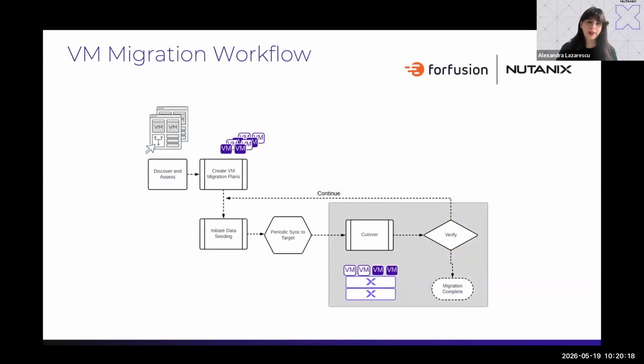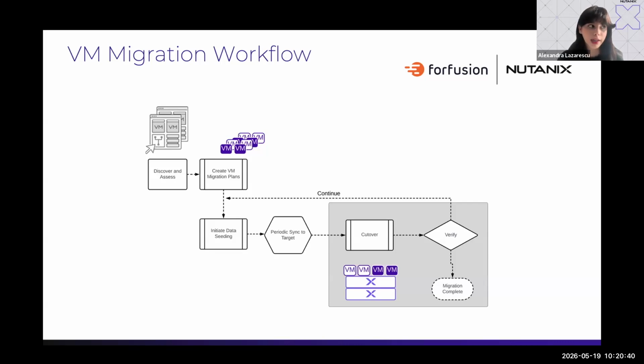Now, in terms of how the migration actually works, I have a little workflow here that might help you understand. Firstly, the step that's most common is discover and assess. You will look at your virtual machines. You will see, what do I want to keep? What do I want to migrate? Do I need to refactor anything? Do I need to change anything? Do I need to reprovision anything?